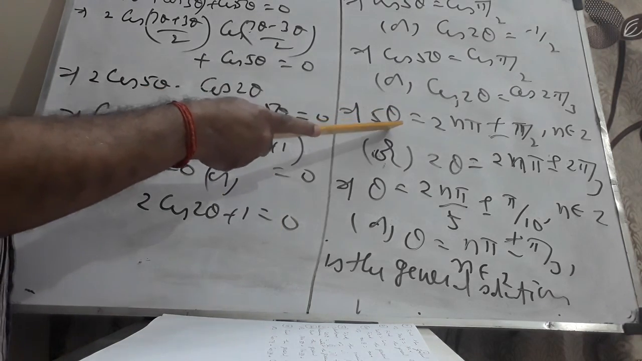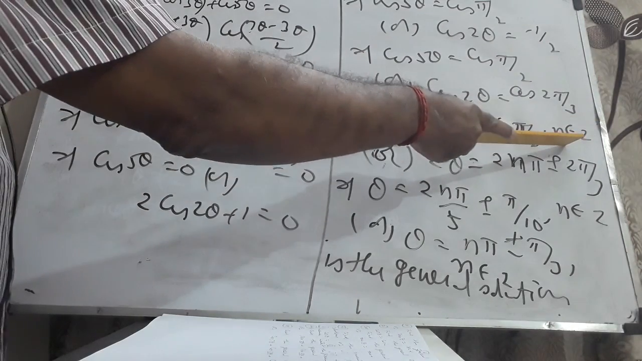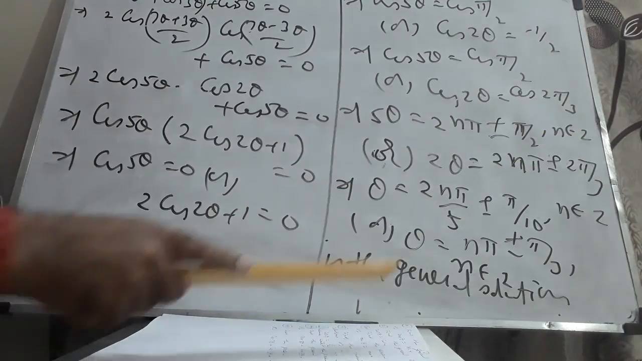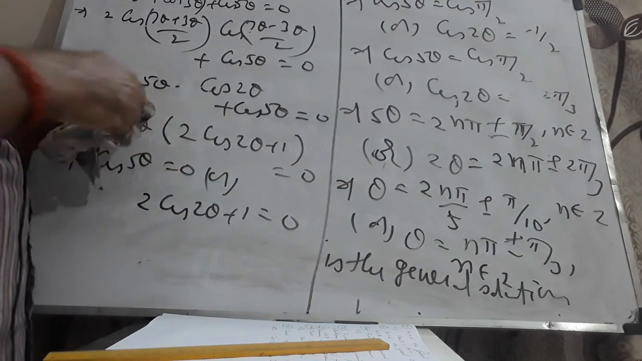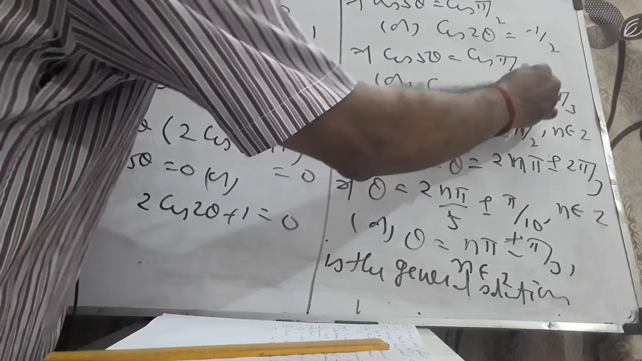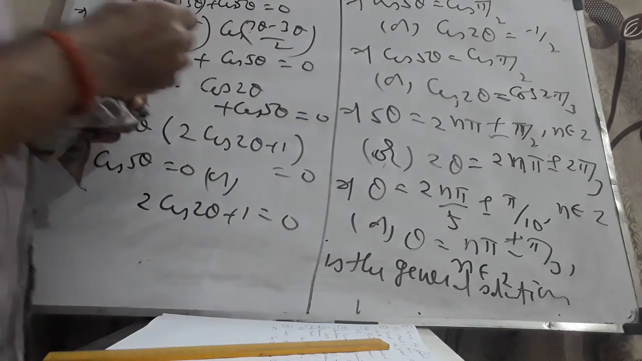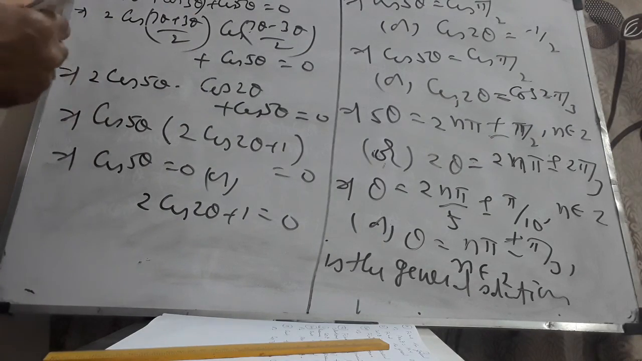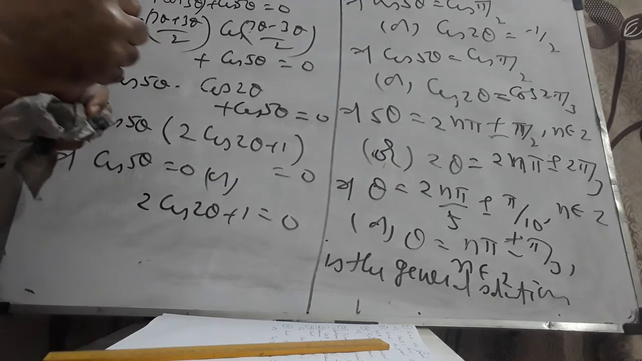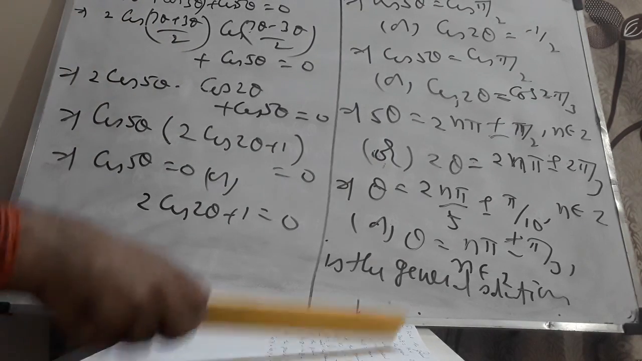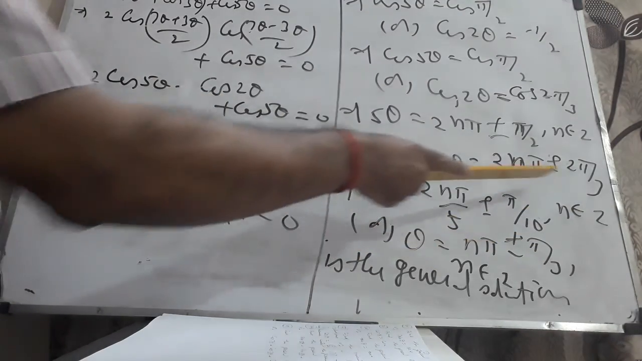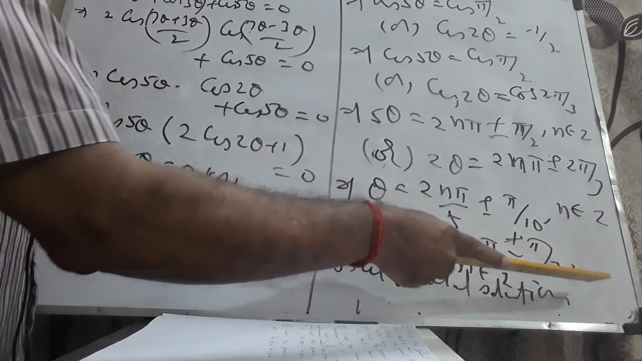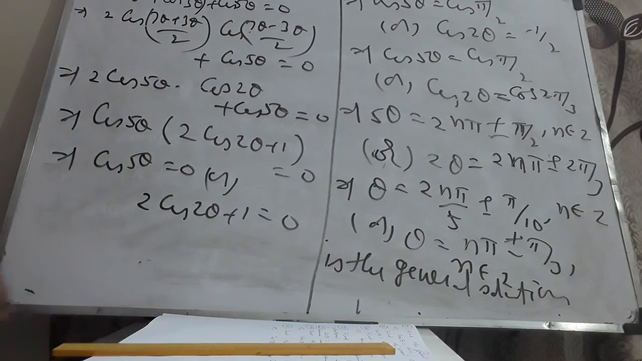Anyway, 5 theta is 2n pi plus or minus pi by 2, n element of Z, or 2 theta is 2n pi plus or minus 2 pi by 3, n element of Z. This is cos. Okay, just see. Now theta is 2n pi by 5 plus or minus pi by 10, as I am dividing by 5 here. N element of Z is a must. Or theta is equal to, cancelling 2 everywhere, n pi plus or minus pi by 3, n element of Z. That will be the general solution.